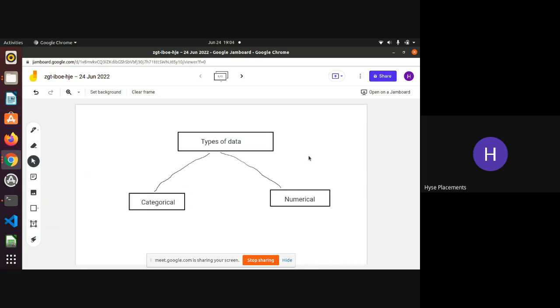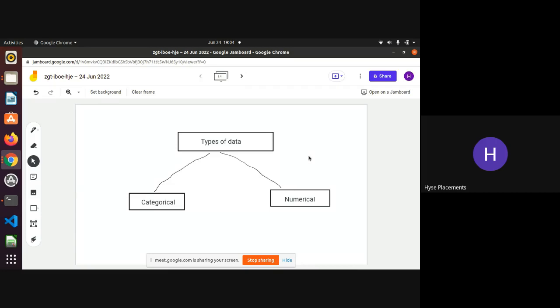So what do you mean by categorical? Categorical data represents groups or categories. For example, car brands like Audi, BMW, Lamborghini, Mercedes. There are different categories of cars available in the market, and according to the design, the cost and everything increases. So that is called categorical data.